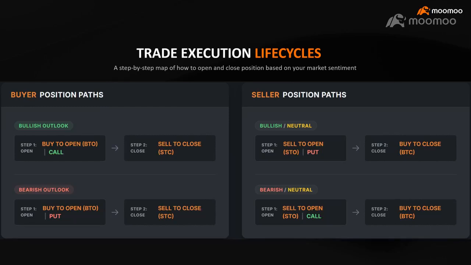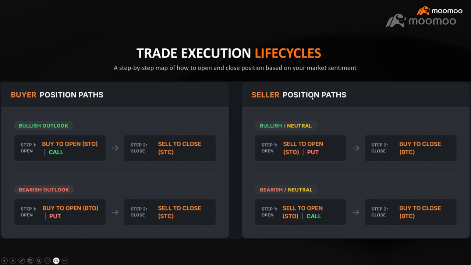So for the execution part, remember that if you are in the buyer position and you are bullish, you simply buy to open a call option and then sell to close after. For a bearish outlook, you buy to open the put option and then you sell to close. From a buyer perspective.